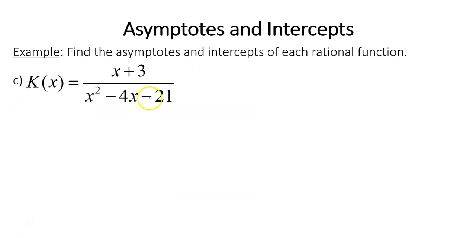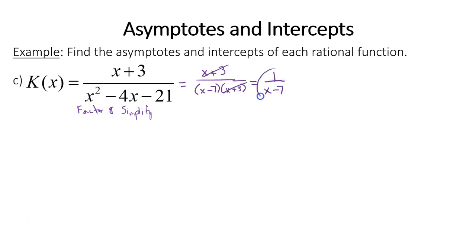So what about part C? The first thing you want to do in part C is see if you can factor and simplify. That's first. So on top I'm going to have x plus 3, and on the bottom I'm going to have x minus 7, x plus 3. The first step is to always factor and simplify. Notice that the x plus 3s cancel out on both the top and the bottom, which leaves you with 1 over x minus 7. This is the simplified function you will use for the rest of the question.